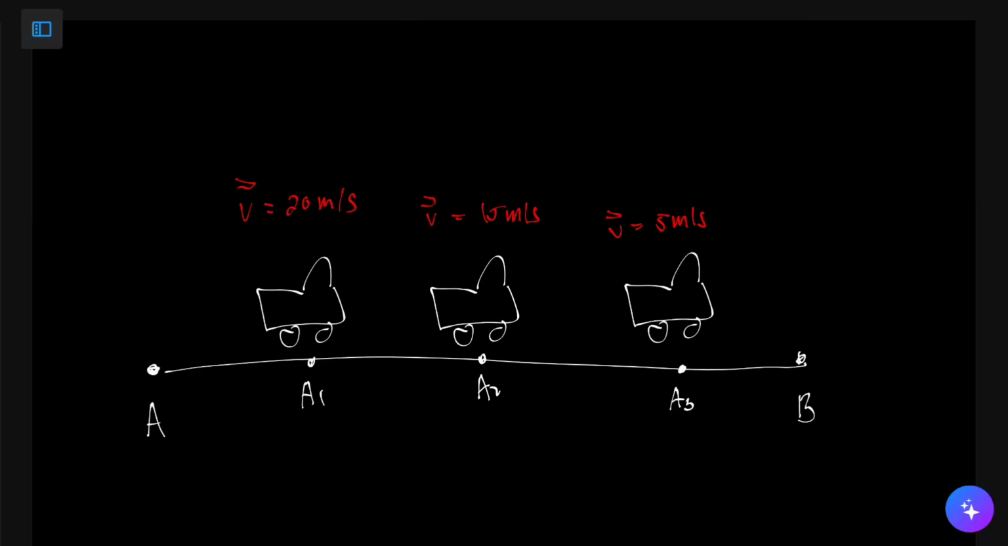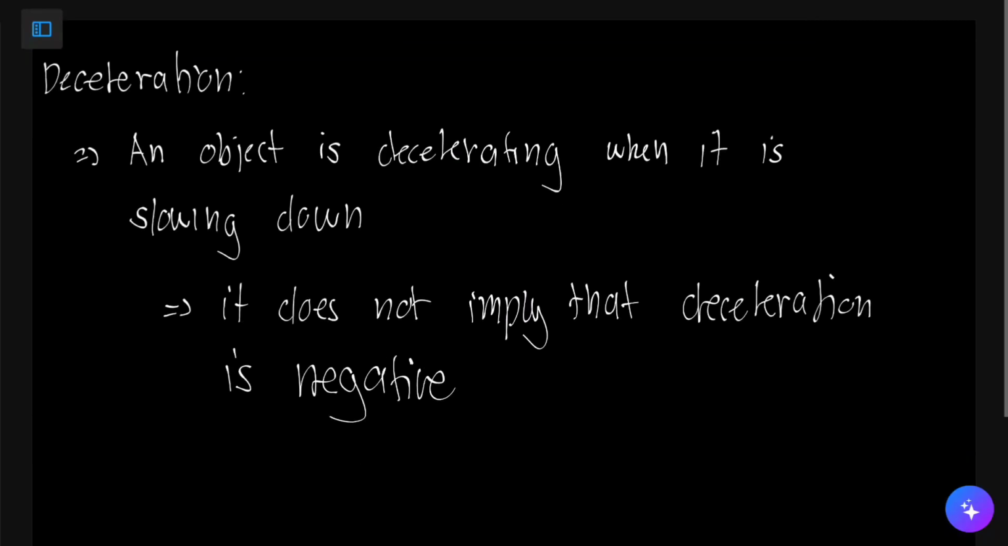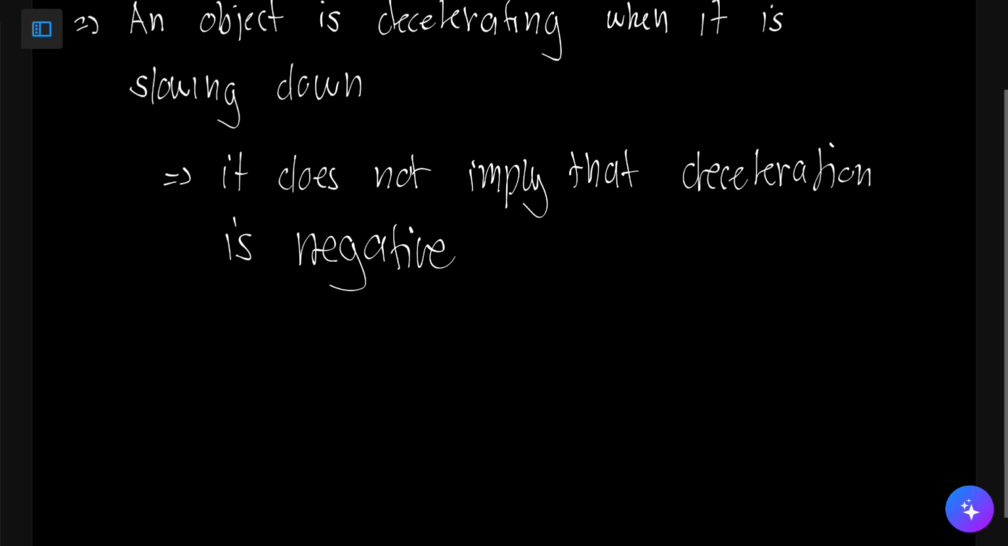So, in this action, what is happening with your velocity? It is decreasing. Therefore, you are decelerating. Okay? So this is the concept of deceleration. Deceleration is happening when an object is slowing down, but it doesn't imply that deceleration is always negative. So why is that the case?